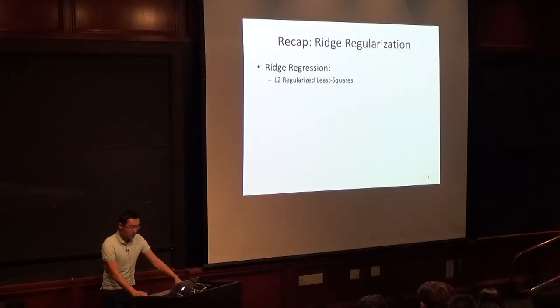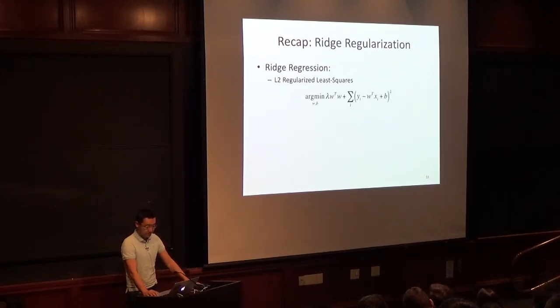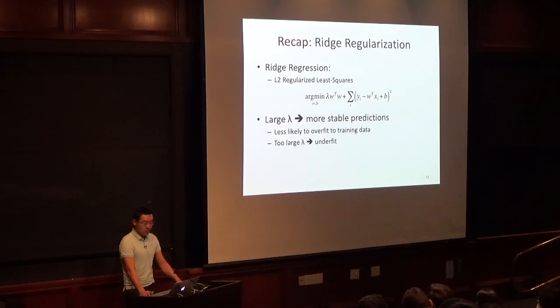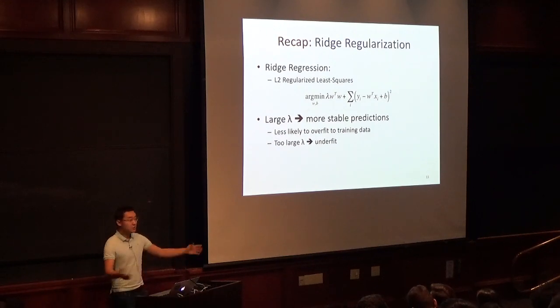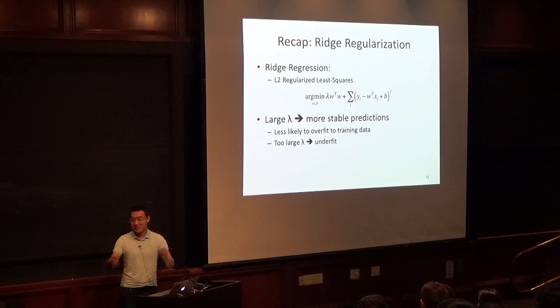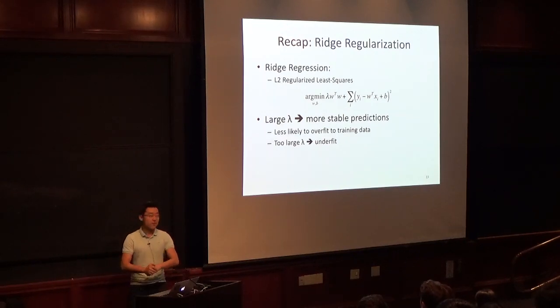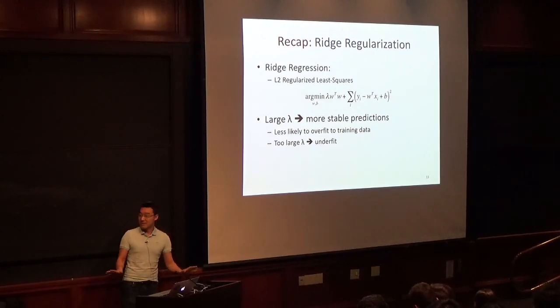Okay, just to recap, we talked about ridge regression, which is just another name for L2 regularized least squares. This is what it looks like mathematically. Larger lambda corresponds to more stable predictions. If lambda is infinity, I'm just going to predict, in my simple example, 2/3 for all training examples. I'm going to ignore the features. I'm just going to predict 2/3 all the time. If we think about stability of a prediction, that's an incredibly stable prediction. It's not very accurate, but it's stable.